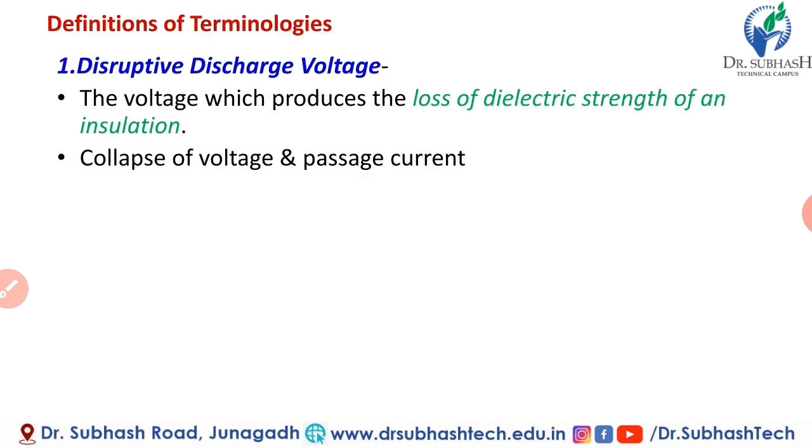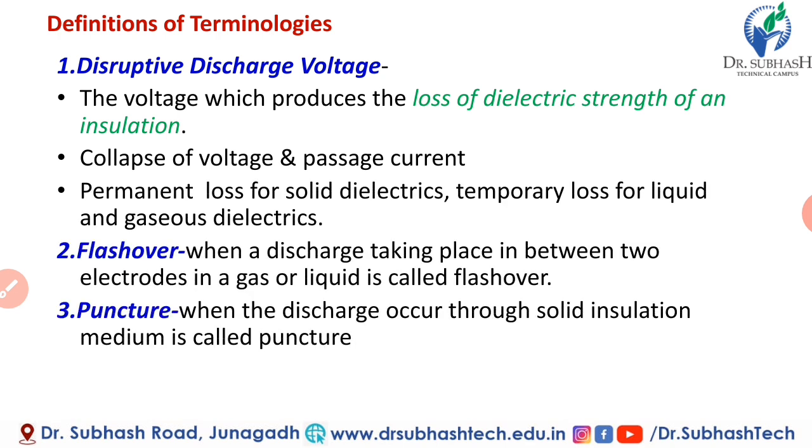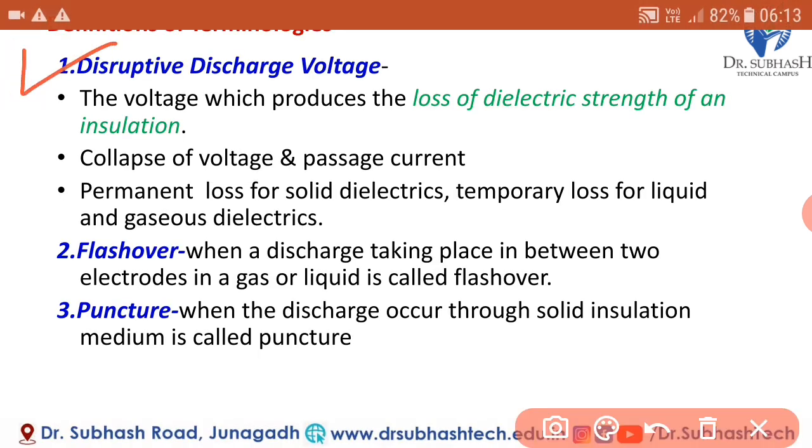Before starting the high voltage test, we will discuss about definitions and terminologies. First, disruptive discharge voltage. The voltage which produces the loss of strength of an insulation is called disruptive discharge voltage. Collapse of voltage and passage of current, permanent loss of solid dielectrics, temporary loss for liquid and gaseous dielectrics.